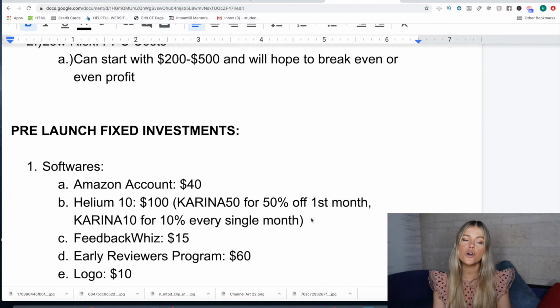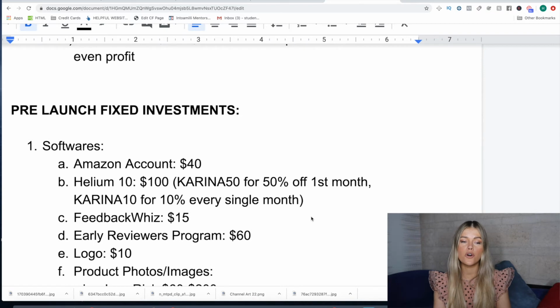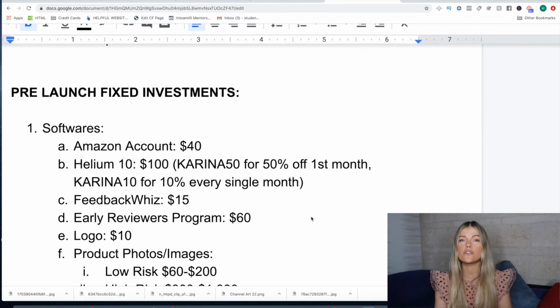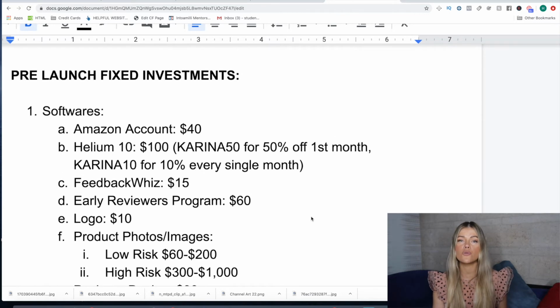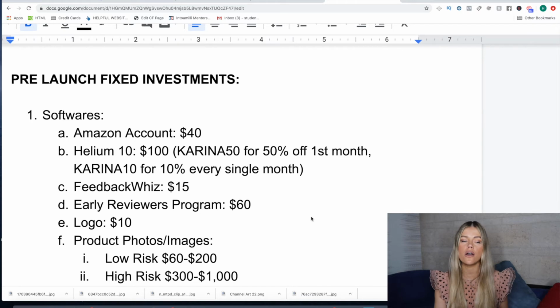And then there is the logo, which you can get for around $10 from a graphic designer off of Fiverr. And there's the product photos and images. And again, this falls into low risk and high risk. If you're a student of mine or in my course, then you know how I do these really cheap product photography hacks and graphic hacks, and you can really save a lot of money.